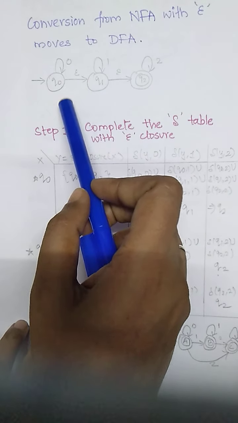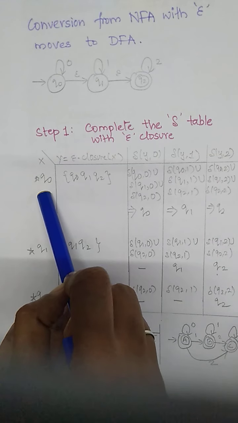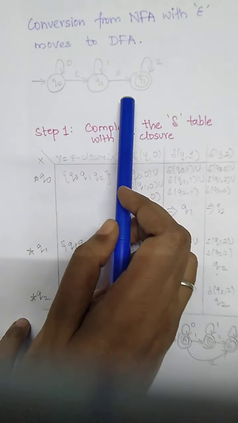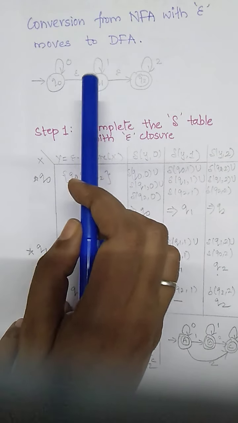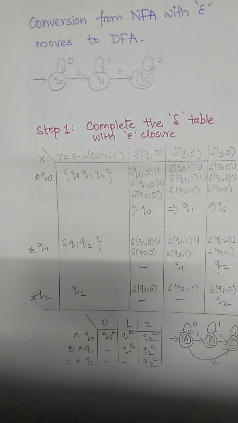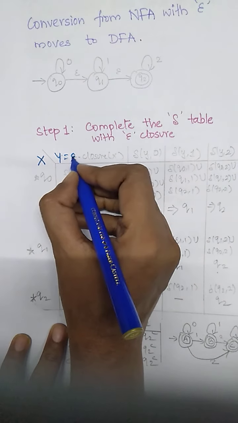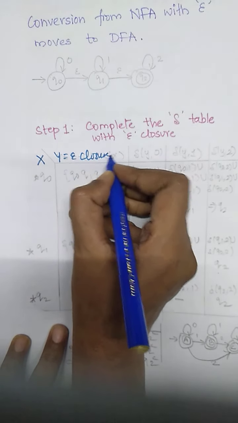So whether there are sets of states reachable from any state, for example Q0, if epsilon is present in the diagram, then definitely this is an NFA. Okay, so now how will we convert this NFA to DFA? What are we going to do? First of all, we are going to find out the epsilon closure. So if this is x, we have to find the epsilon closure of x.